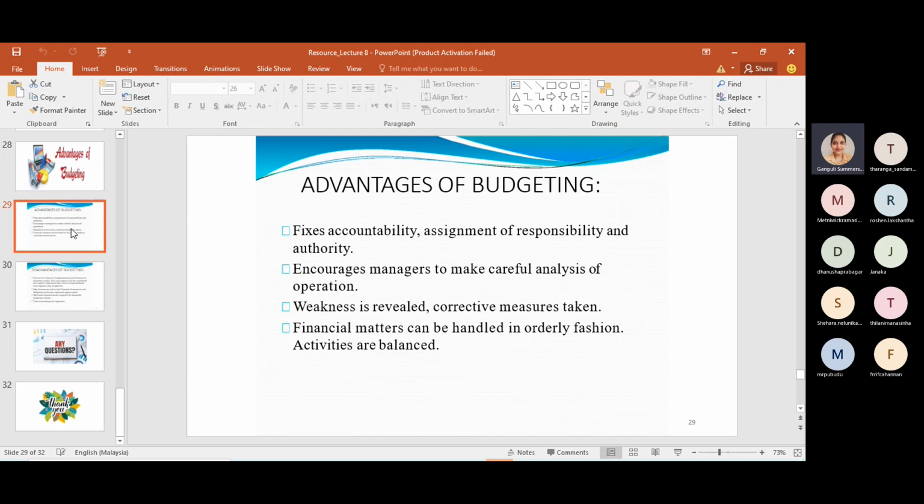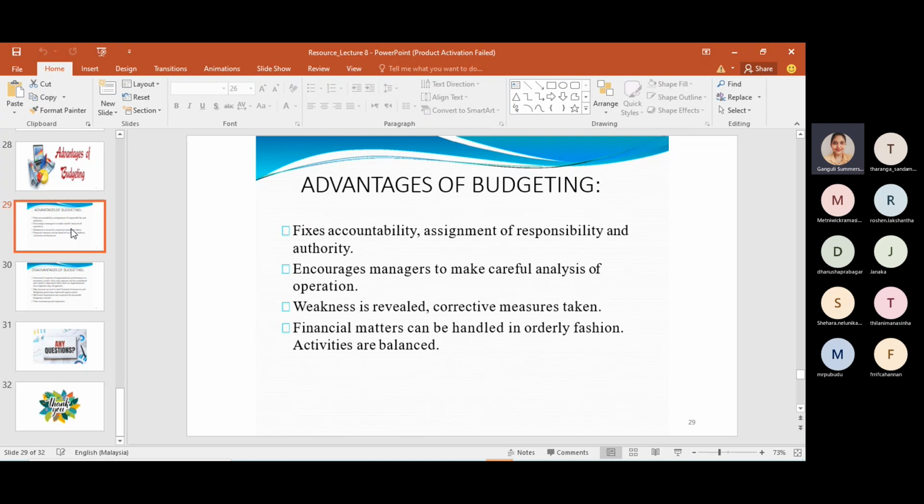Budgeting allows you to be accountable for your own actions, and it teaches you how to take responsibility, as individual people, and also as a company, as a team. Budgeting also encourages managers to make careful analysis of operations. It allows managers to direct and supervise their employees throughout the process of budgeting.